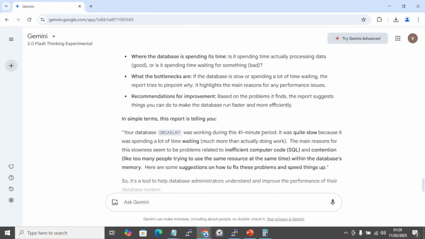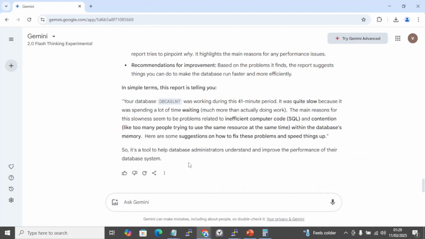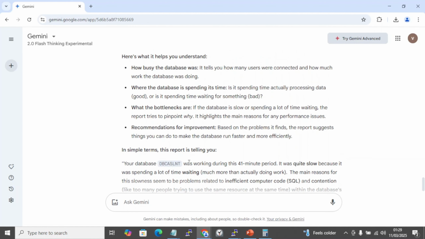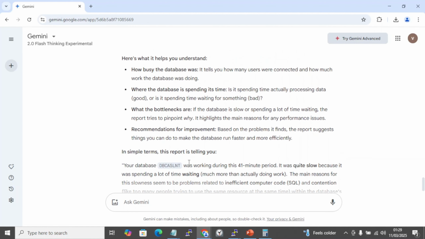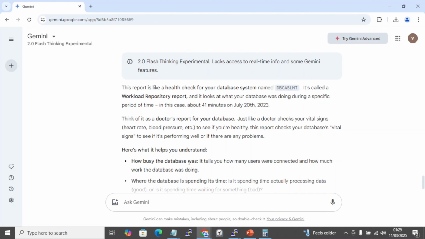Your database was working for 41 minutes. It's quite slow because it was spending a lot of time waiting. The main reason for slowness is inefficient SQL code and contention, like too many people trying to use the same resource at the same time within the database memory. Other suggestions follow. Alright, this is what the report is telling me.